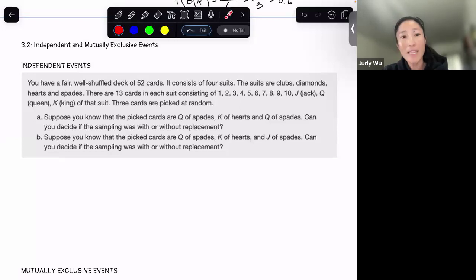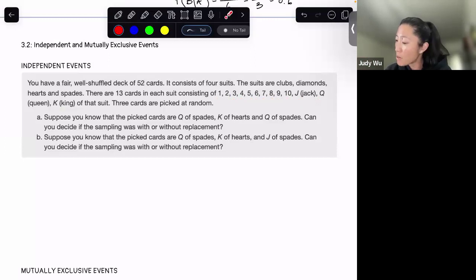Let's say that we have a fair, well shuffled deck of 52 cards. Every deck of cards has 52 cards, and in those 52 cards there are 4 different shapes, or suits: the clubs, the diamonds, the hearts, and the spades. Each of those has 13 cards. In the diamonds, there are 13 diamonds: 1, 2, 3, 4, 5, 6, 7, 8, 9, 10, Jack, Queen, and King. Sometimes the 1 is also called an ace. There are 13 hearts, 13 spades, and 13 clubs.